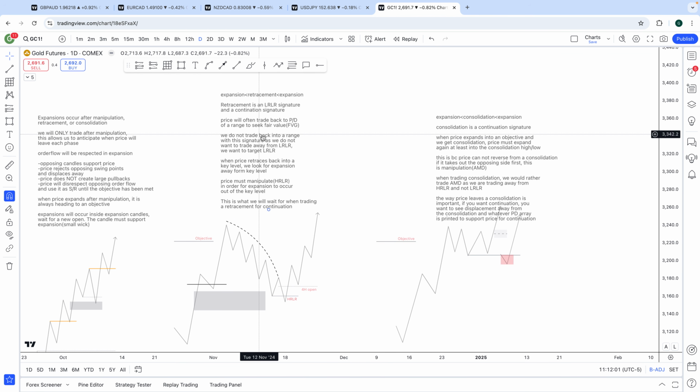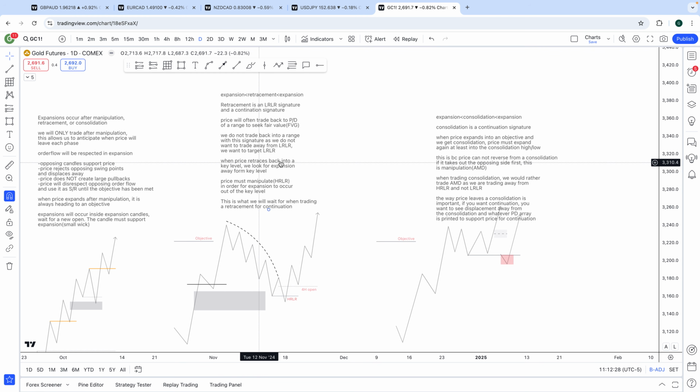We do not trade back into a range with this signature, as we do not want to trade away from low resistance. We want to target low resistance. Meaning if I want to target this fair value gap, I don't actually want to trade this signature. We're going to talk about manipulation. There are 2 ways to trade back into a range, and this is not the one we want to trade.